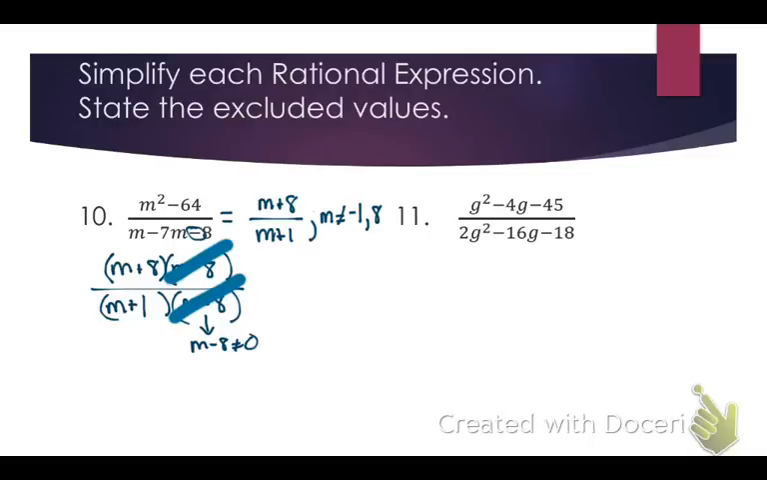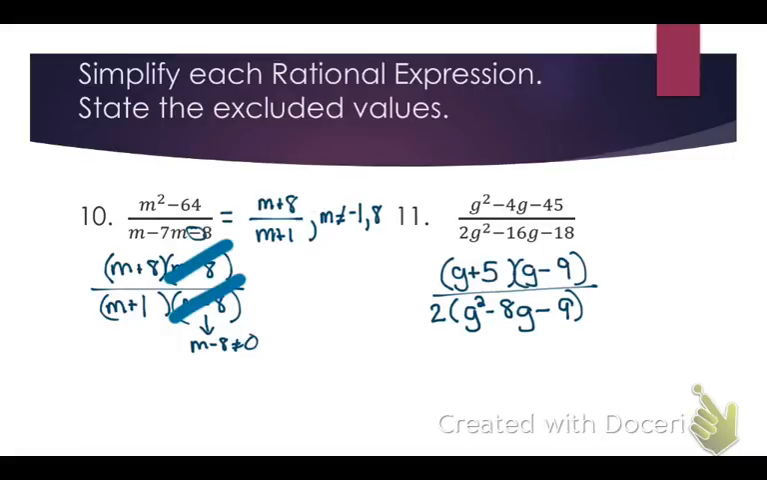Now, number 11. Okay, so I have two trinomials. Look for a GCF. There is not one on the top, so I'm just going to factor that into two binomials. The bottom looks like I can factor out a 2 first. It would give me g squared minus 8g minus 9. The top, g and g, one's going to be a plus, the other's a minus, factors of 45. I'm going to try 9 and 5. That'd be minus 9 and plus 5. Now, I believe I can factor the bottom further, so I'm just going to recopy the top and try to split up this trinomial.